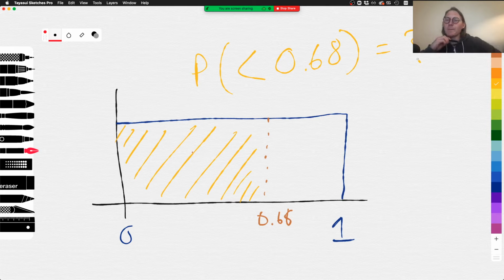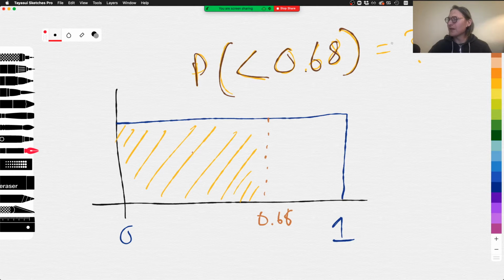Yeah, what do you think about that? The probability of getting a value less than 0.68 from this uniform continuous distribution. So here's the thing, and I'll reiterate this, it'll come up again. This statement, 0.68. If I say less than 0.68, this is actually the same thing as less than or equal to 0.68.